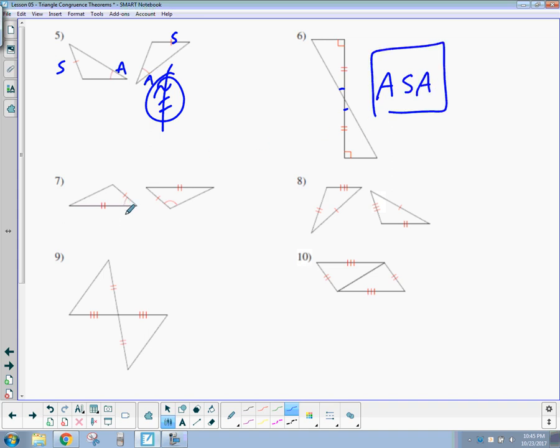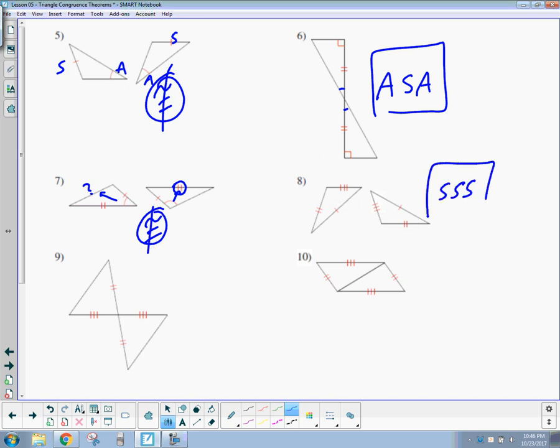Notice half moon, opposite of it is nothing. Opposite of this half moon, we have 2 tick marks. They're not equivalent to each other, not congruent. All the sides are marked. We're going to say side, side, side for this one.